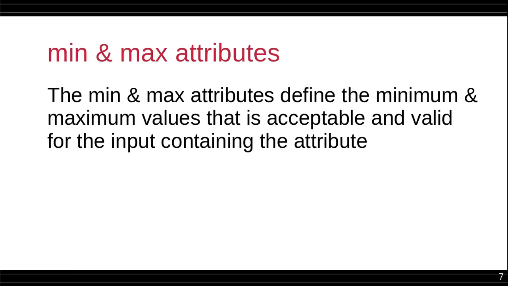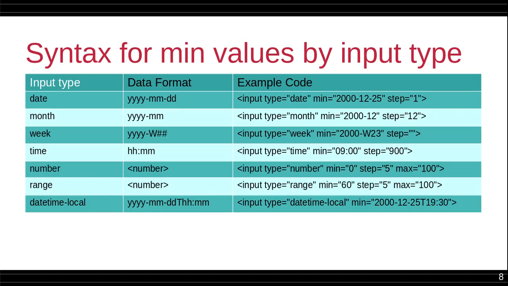Min and max attributes. The min and max attributes define the minimum and maximum values that are acceptable and valid for the input containing the attribute. Syntax for min values by input type. Here, date, month, week, time, number, range, and datetime-local are the input types, and the date format is year, month, day, and the month format is year, month, and so on. And this is the example code.